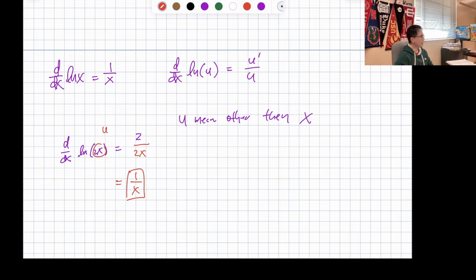Now, what is the issue here? You're like, wait, why are they the same?